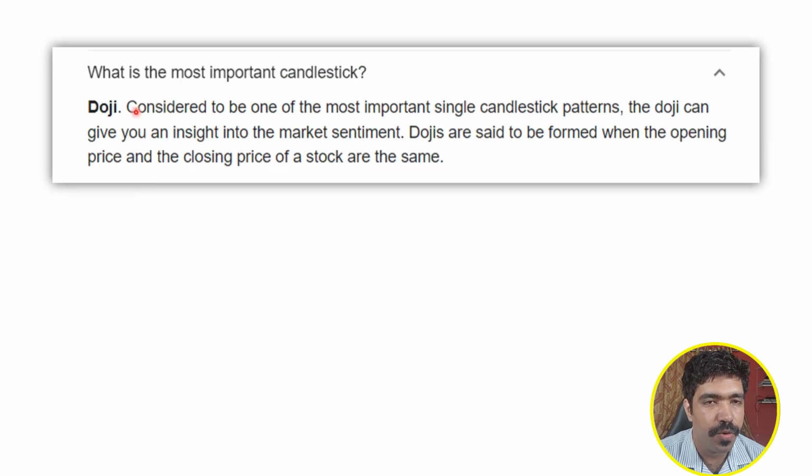Next is, what is the most important candlestick? One of the most important candlesticks is the doji, which is considered the most important single candlestick pattern. The doji can give you an insight into market sentiment, and dojis are said to be formed when the opening price and the closing price of the asset are the same.